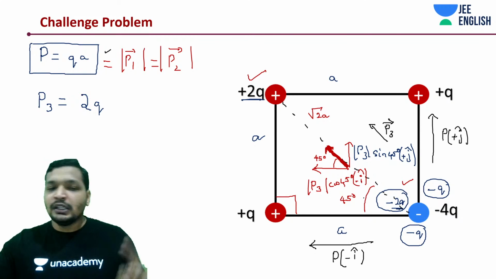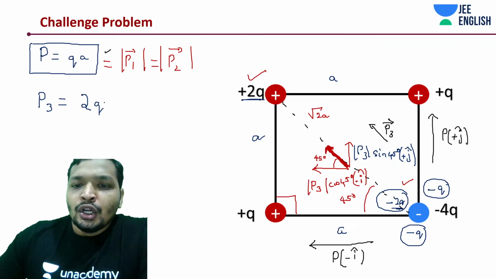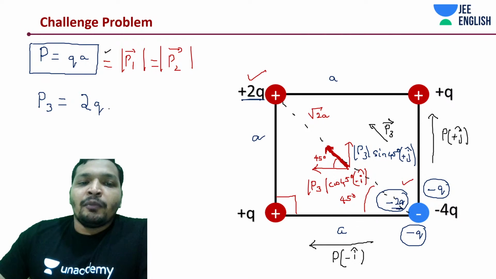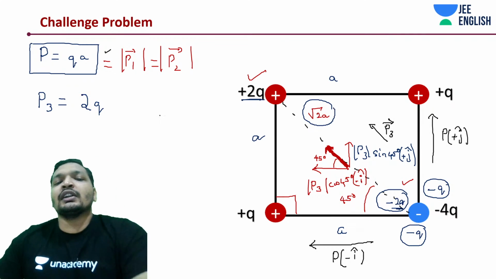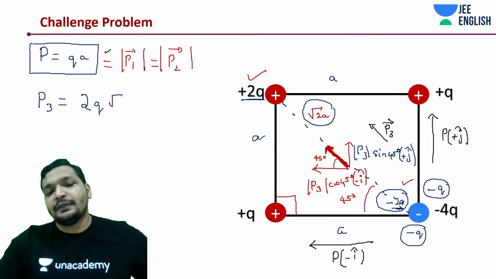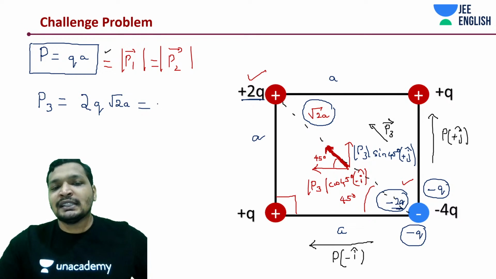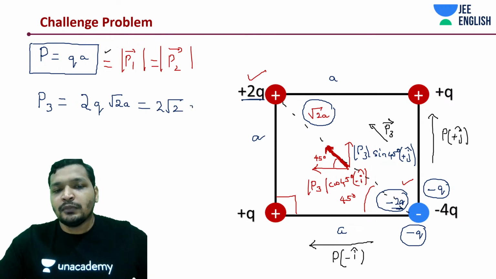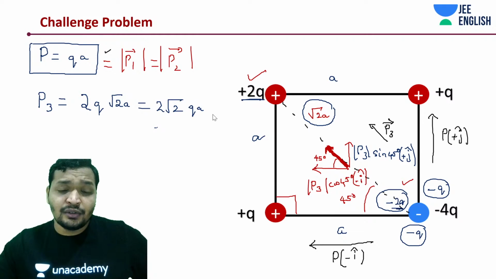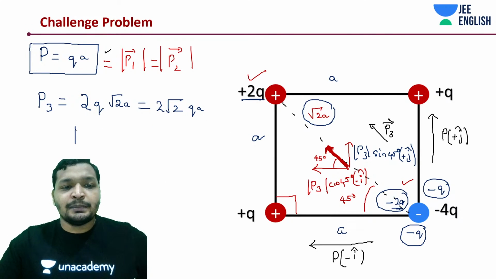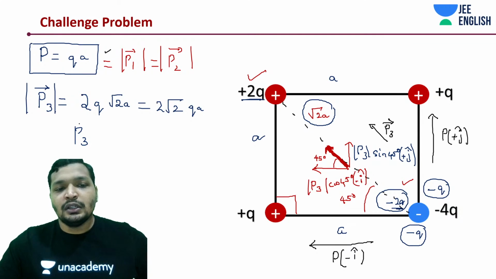This is the dipole pair, so it's going to be 2q into how much, guys? What is the distance between these charges? The diagonal, which is going to be root 2a. So we can say something like 2 root 2 qa. Further, P3, the magnitude, is equal to... We are just talking about magnitude. Remember that this is all about magnitude.